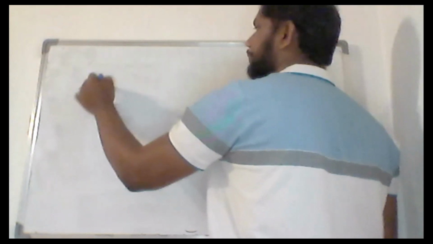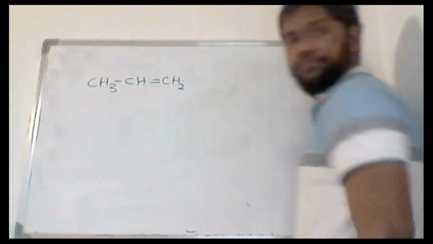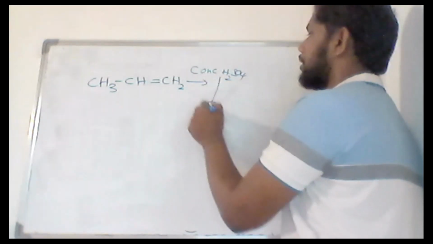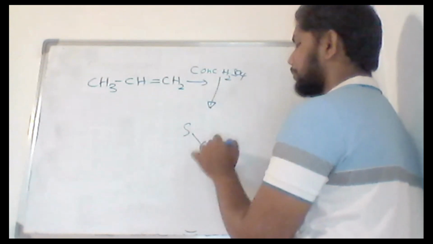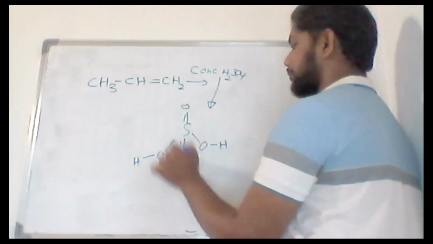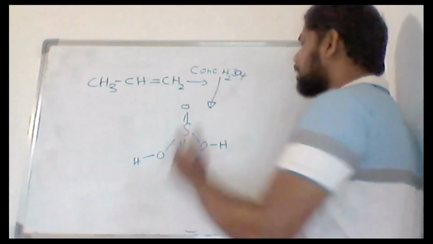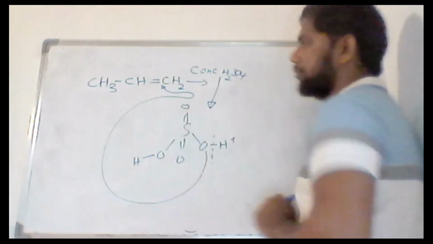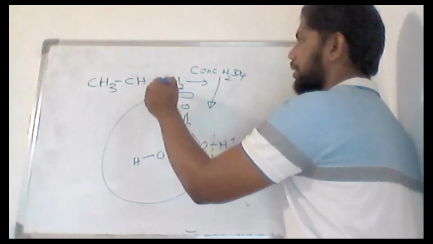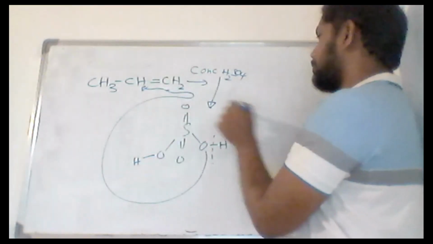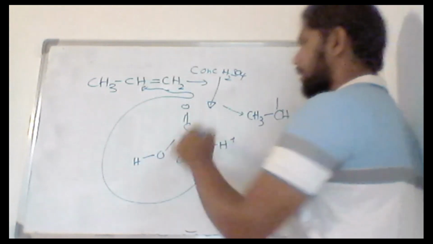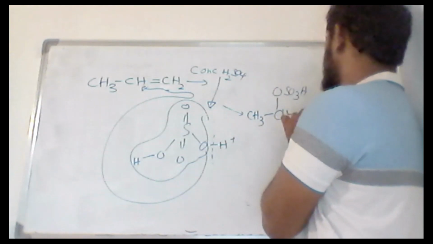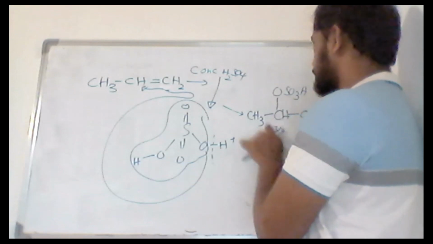Okay, so you have this one, CH3, CH double bond CH2. When you add conc H2SO4, let's think about the structure: sulfur, OH, OH. This is the structure of H2SO4. When you add this, there will be H plus coming from this, and this part will combine here. So the product will be CH3, CH, O, SO3H, and here there will be the CH3. There will be a positive charge initially, then it will be done.